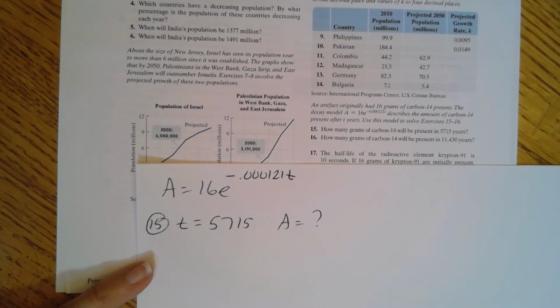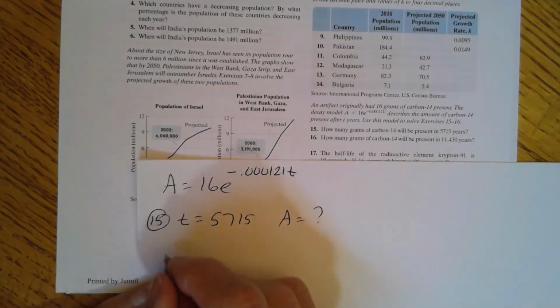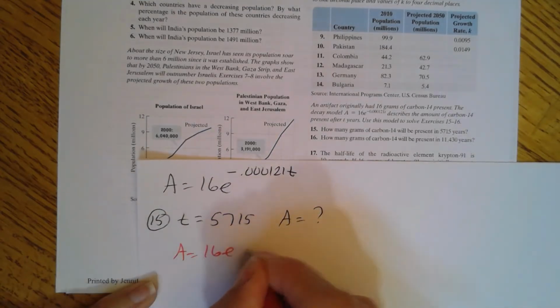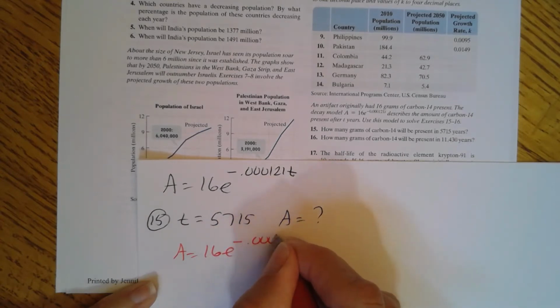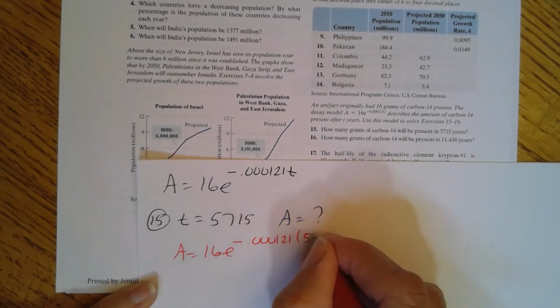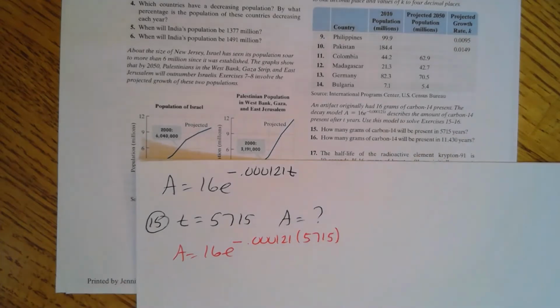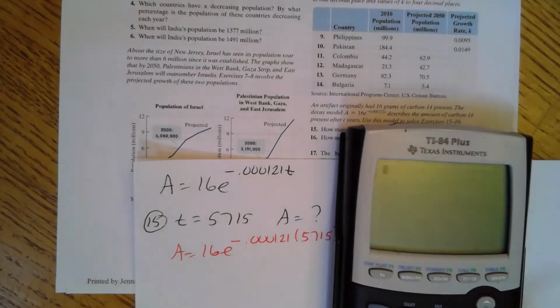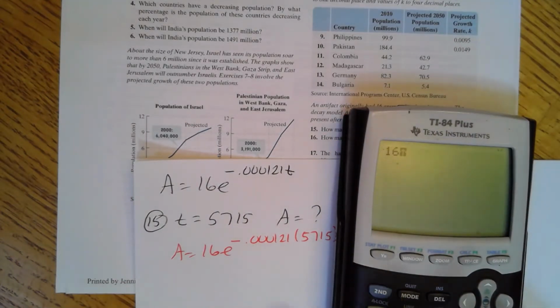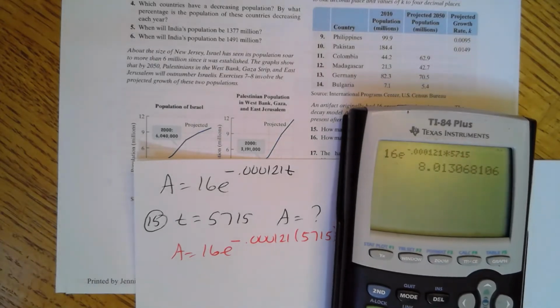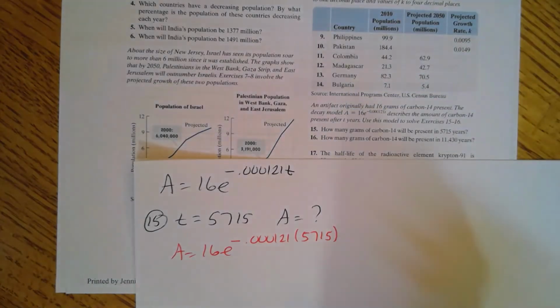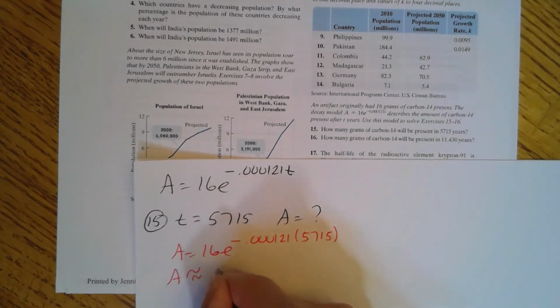So that one's kind of nice. All you got to do is plug in your t and use your calculator. So A is going to equal 16e to the negative 0.000121 times 5,715. So we have 16, bring up our e, negative 0.000121 times 5715. And we're going to see that we have approximately 8. So we have approximately 8 grams left.